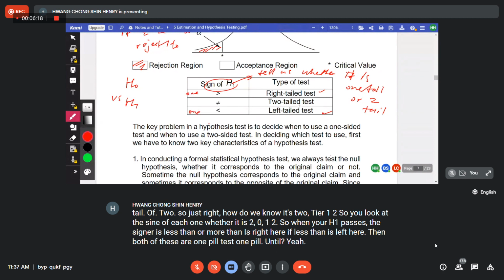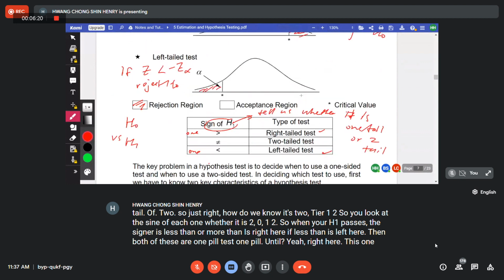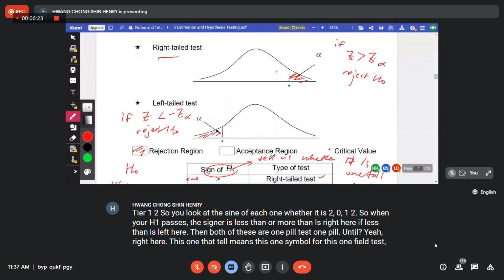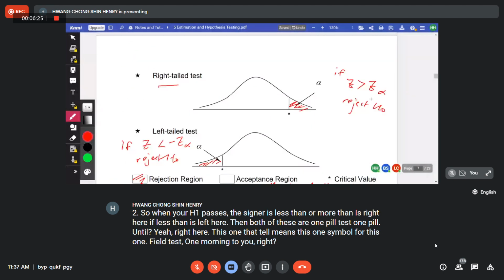Right tail means this one, left tail means this one. See, both of these are one tail tests, right? Only to divide by 2.